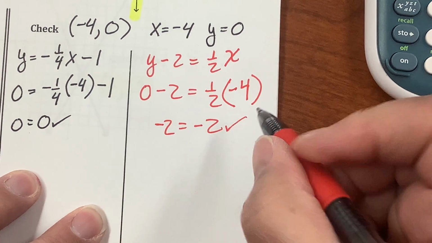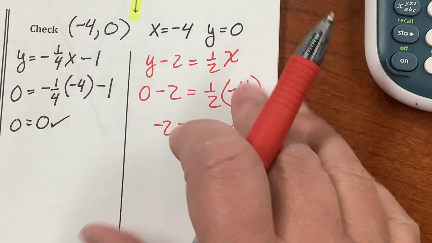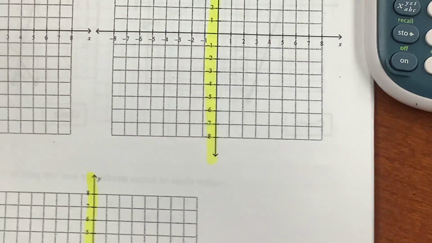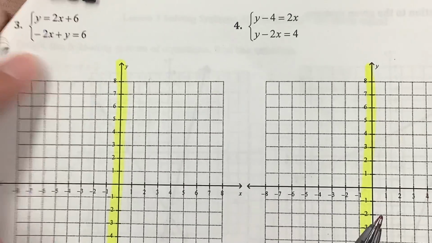So that one checks also. So this is a point on both of the lines. Yay, my checks work. All right, next page. More graphing. Yeah, but I don't have to check these, so it's not so bad. The checks are what take forever.